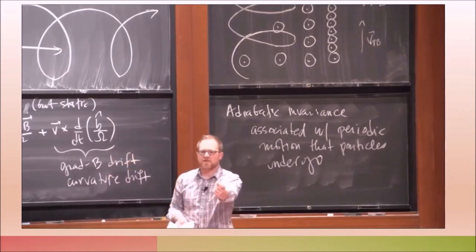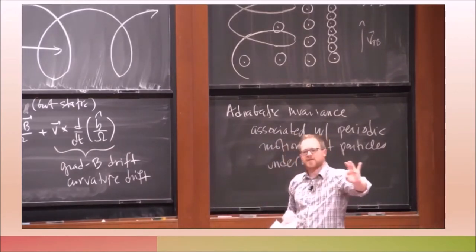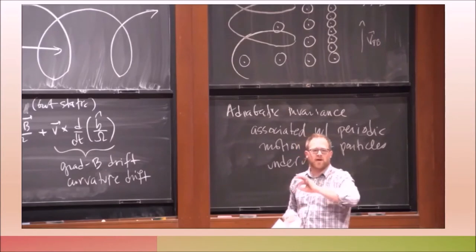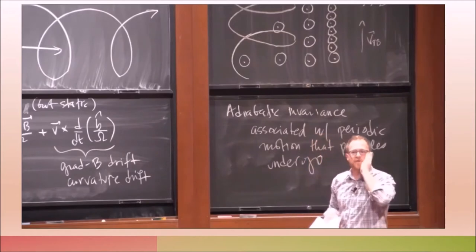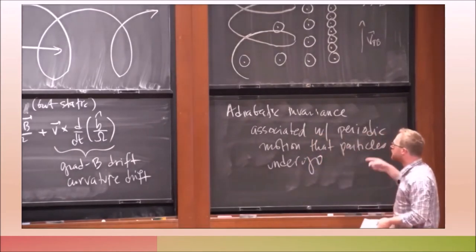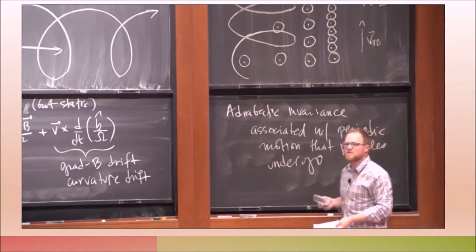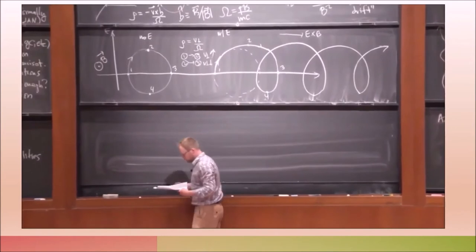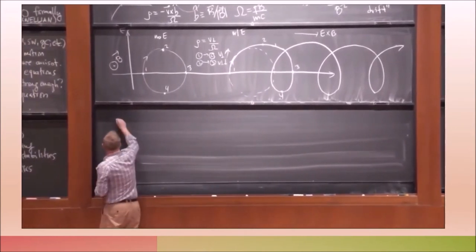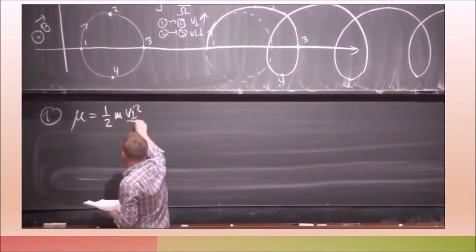So suppose the guiding center, while it's executing these drifts, gets reflected and bounces back and forth in some sort of magnetic bottle, which I'll draw a picture of. That's another sense of periodic motion. And for each of these periodic motions, there's some adiabatic quantity associated with it, which is approximately conserved. So that's what I'll talk about. So the first adiabatic invariant we've already written down on the board. It's just the magnetic moment of the particle.